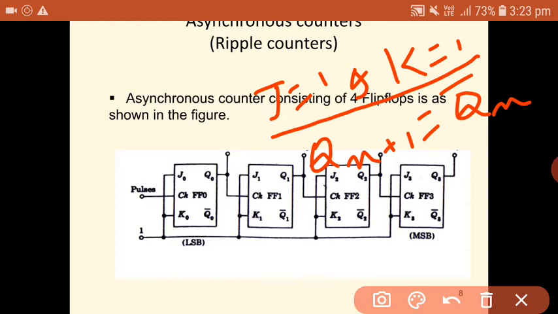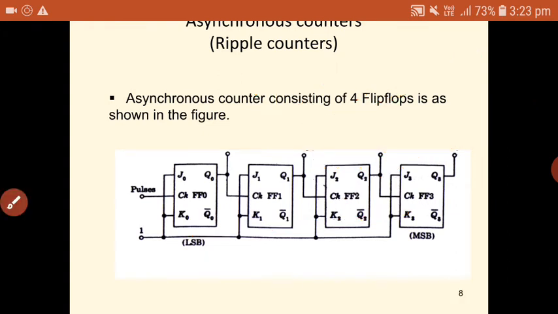Okay, so that means Qn plus 1 is equal to Qn bar. Present output is equal to complement of the previous output. So that is the operation of JK flip-flop, and this operation will be valid for all the 4 flip-flops which are used in the construction of ripple counter.